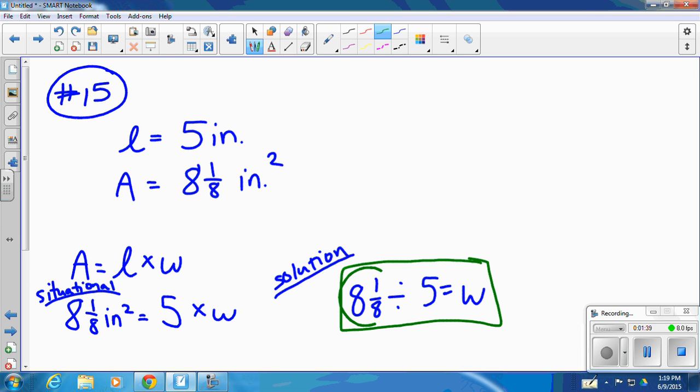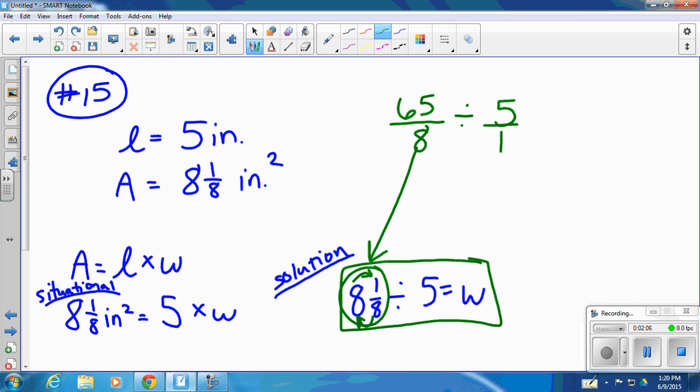Okay, I'm going to turn this into an improper fraction to help me. Gosh, I keep doing that. 8 times 8 is 64 plus 1. So my improper fraction is 65 over 8. Is this equivalent? Yes, same exact thing. I'm going to divide it by 5. I make that a fraction. It would be that. So we have to think, oh gosh, how do we divide fractions?